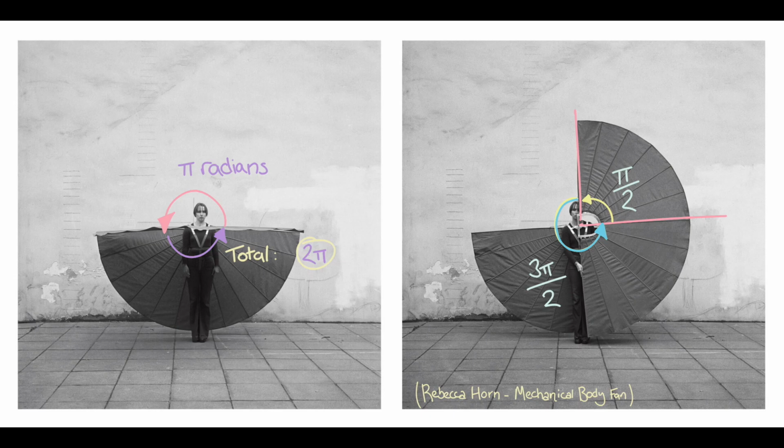Overlaid on top of this image of an artwork by Rebecca Horn, you can see more clearly how we can start to define radians as an amount of turn, or the arc length of a unit circle in terms of pi. On the left we have pi and 2 pi radians as a half and full circular turn. And on the right we have half pi and 3/2 pi as a quarter or 3/4 turn.